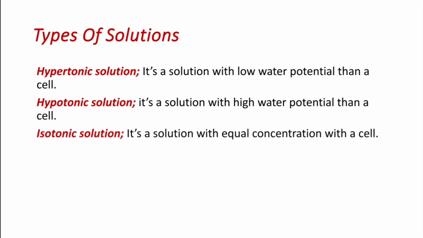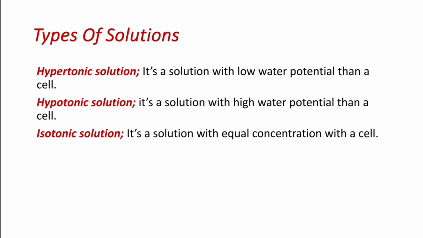Now let's look at our last type of solution, which is isotonic solution. So isotonic solution, it's a solution with equal concentration with the cell. The concentration of water molecules are equal in this case. So when we're learning about osmosis, my students, one thing that you need to know is that our focus is on water molecules. So in this case, we're saying that the solution is isotonic solution. It's a solution with what? Equal concentration with the cell.